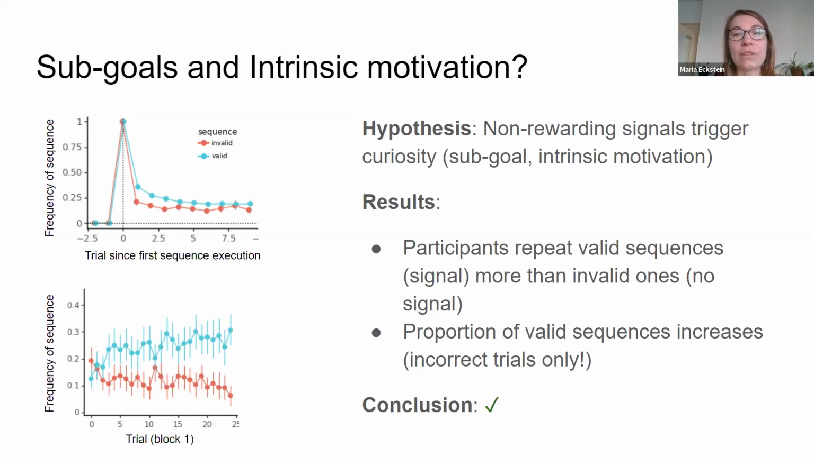What I'm showing here is trials on the x-axis, and I aligned them to the first time a participant executed a particular 2-key sequence. On the y-axis, I'm showing how often participants use this same sequence again. The blue dots are valid sequences, the ones that lead to a gear or light, and the red dots are invalid sequences, which do not lead to anything but have the same structure otherwise.